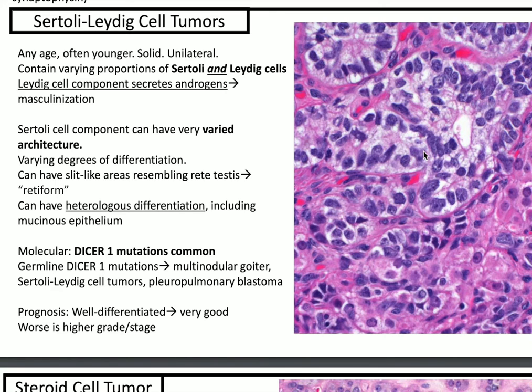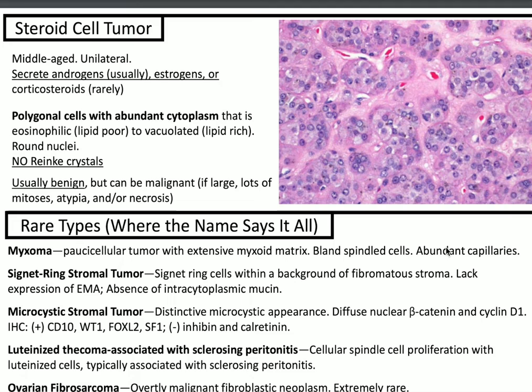Germline DICER1 mutations, you'll have multinodular goiter, Sertoli-Leydig cell tumors, pleuropulmonary blastoma, and prognosis for well-differentiated is very good. And steroid cell tumor. Usually in middle age, it's unilateral. It secretes androgens, usually, estrogens, or corticosteroids, rarely.